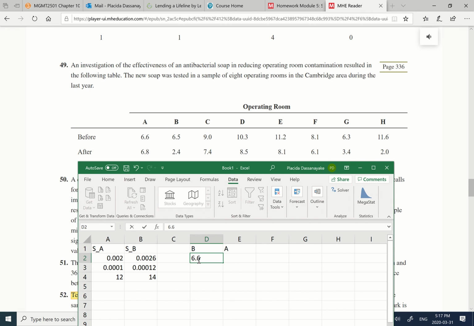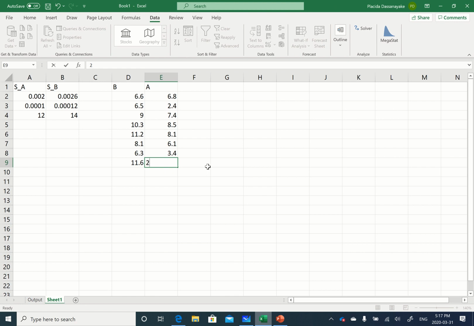So 6.6, 6.5, 9, 10.3, 11.2, 8.1, 6.3, 11.6. After: 6.8, 2.4, 7.4, 8.5, 8.1, 6.1, 3.4, and 2. Okay, so instead of summaries, we have data.